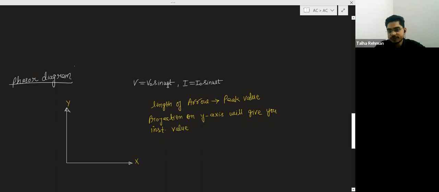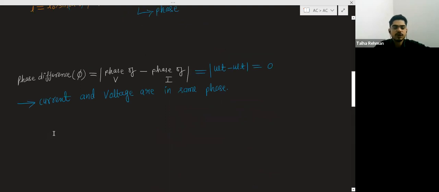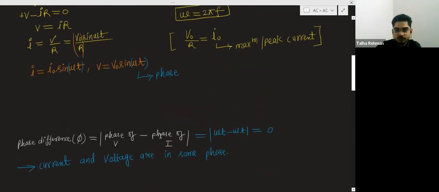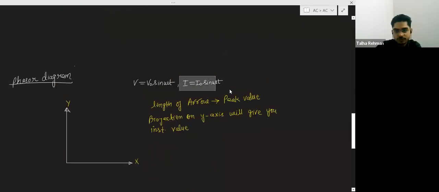This is the equation of voltage we got from here. Equation of the current is this: I is equal to I naught sin omega t, V is equal to V naught sin omega t. The equation of voltage was this in this circuit, and equation of the current, I is equal to I naught sin omega t.